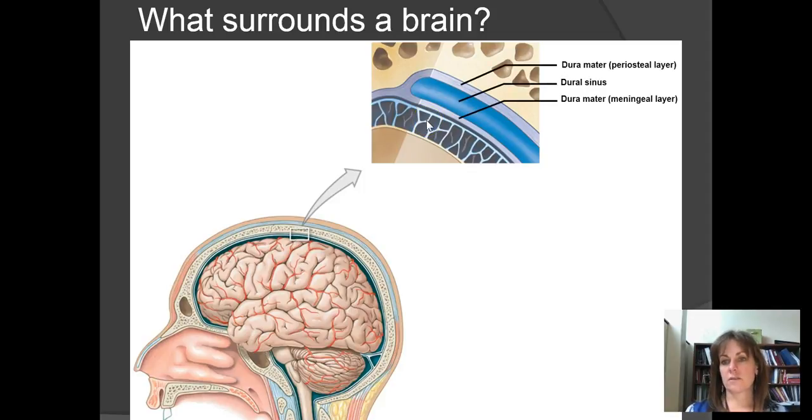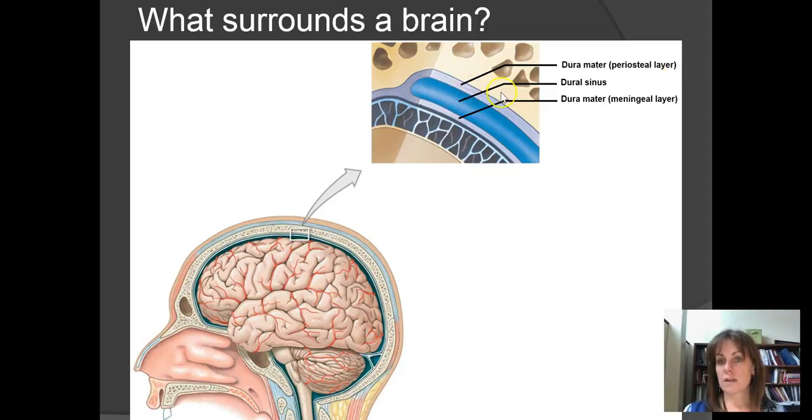So let's look at the different layers. So the first layer that's closest to the bone is called the dura mater, okay? And it turns out the dura mater has three layers to it. The most superficial layer of the dura mater is called periosteal. Remember, if you see this root ost, we're talking about bone. And so this is the one that's closest to the bone, okay?